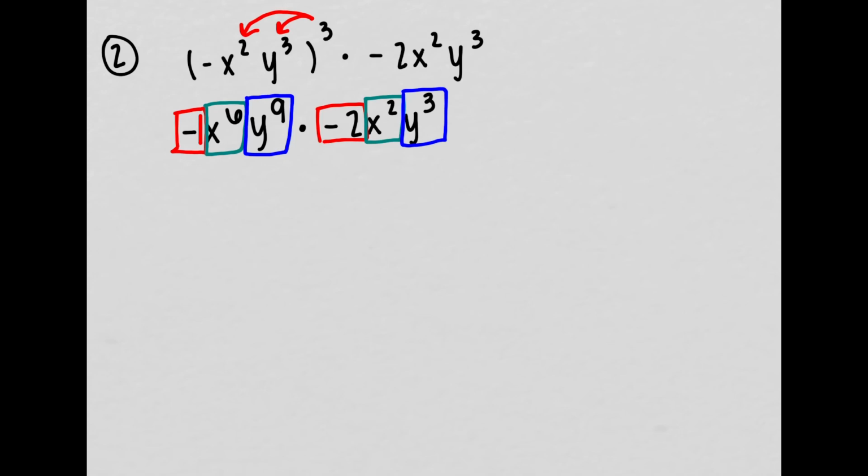rules. I'm first going to multiply, so negative 1 right here times negative 2 leaves me with a positive 2. I now have x to the 6th times x squared. And we told you when we're multiplying exponents, we are going to add them. So I have x to the 6th plus 2, which leaves me with x to the 8th. And then finally I have y to the 9th times y to the 3rd. So again, we're going to add those exponents, and we end up with y to the 12th. I can't combine these any further, so I leave it as is, and that's my answer.